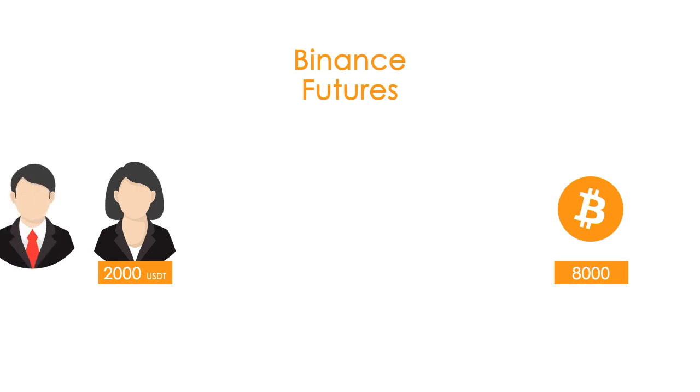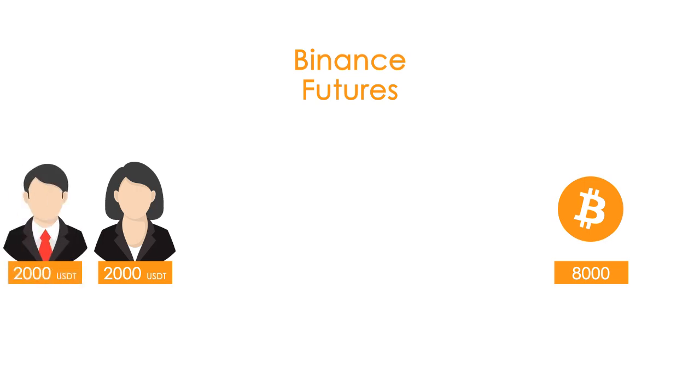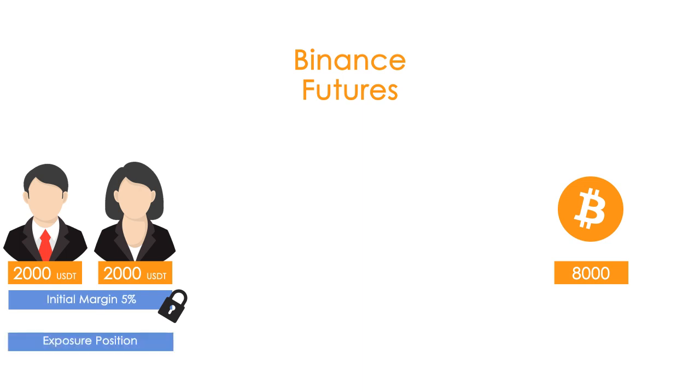Both John and Jane have invested $2,000 in their contracts. In futures, they call this initial margin. The money you have opened your position with would be acting as collateral. Initial margin is 5% of your exposure position, or in other words, your position would be 20 times bigger than your initial margin when the leverage is 20x.